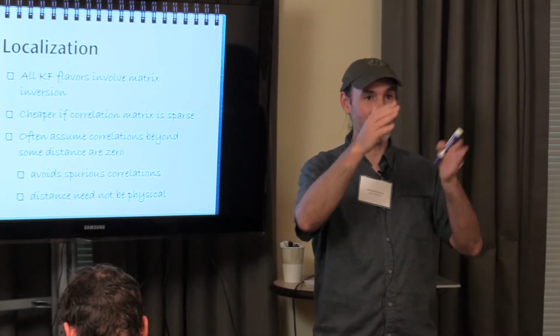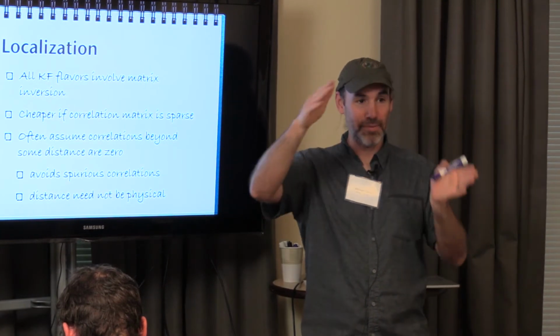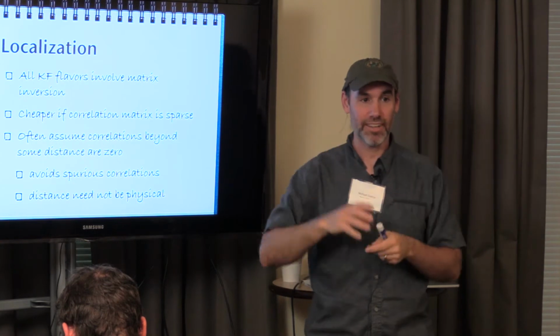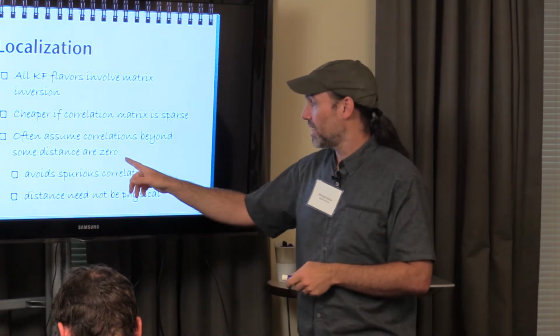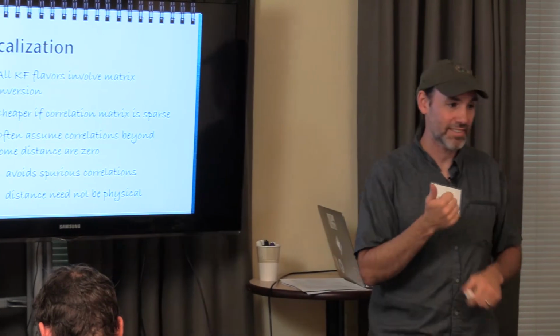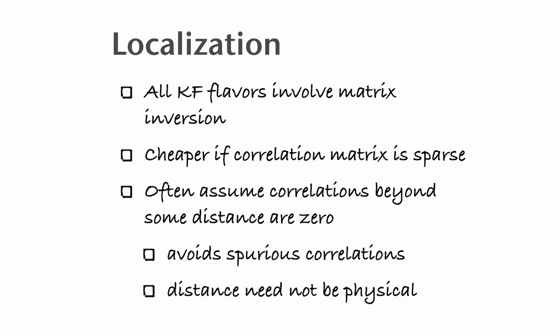So if you imagine that your x's were different locations in space, if I truncated them after a certain distance, I would end up with a more diagonal structure, which is something that I can invert more easily. So that increases the computational efficiency. It can also help us avoid spurious correlations.